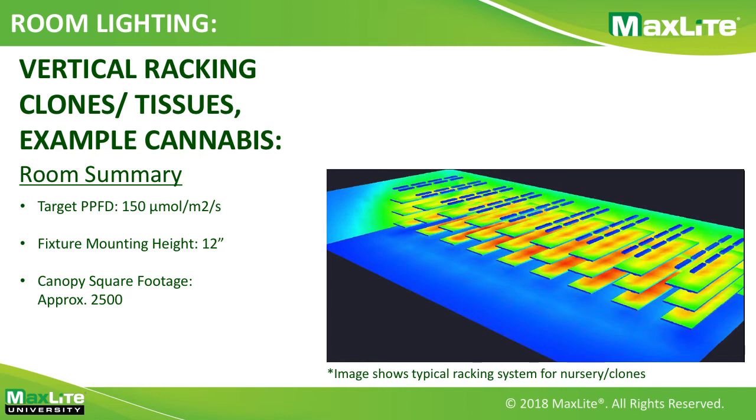Going into our next slide, we're going to go into a room example of a vertical racking of clones and tissues for a cannabis facility that we did, where you'll see different racking systems where we use one of our linear fixtures for a target PPFD of 150. That's the typical light intensity that you're going to see in seedlings or clones in the cannabis facility. With a 12-inch mounting height is what we did for this particular application.